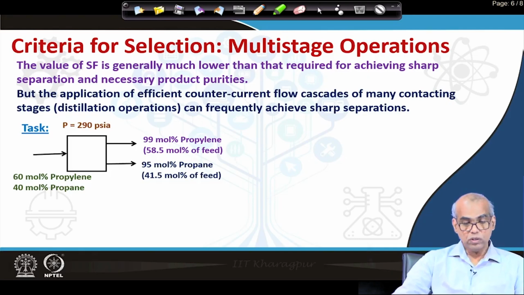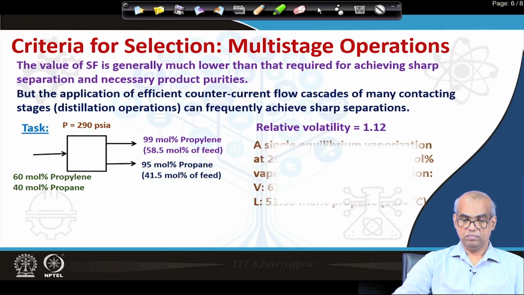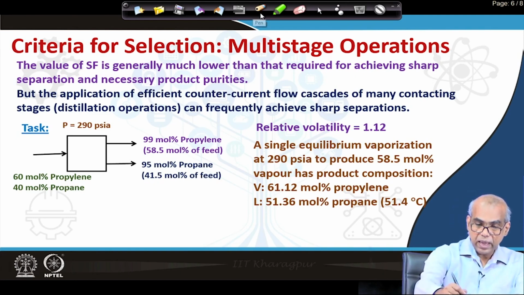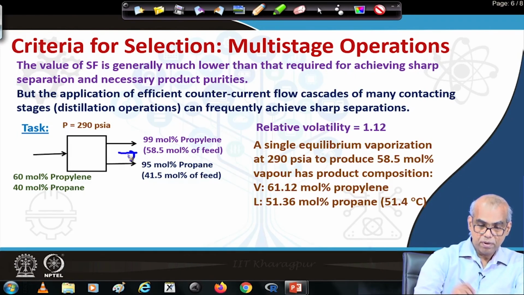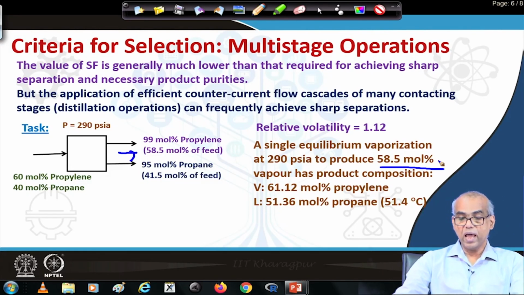Now, if I want to perform this separation, we first see that relative volatility is 1.12. A single equilibrium vaporization at 290 psi absolute to produce 58.5 mole percent vapor will have the product composition which is as follows.